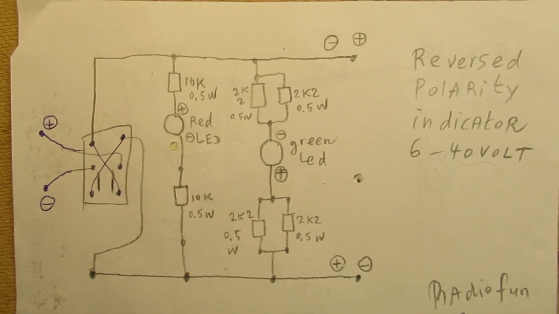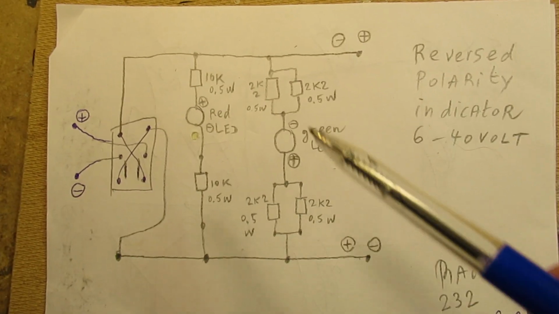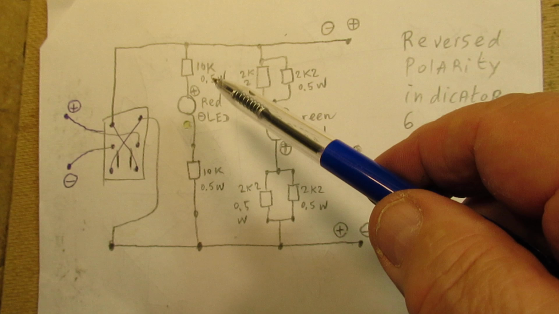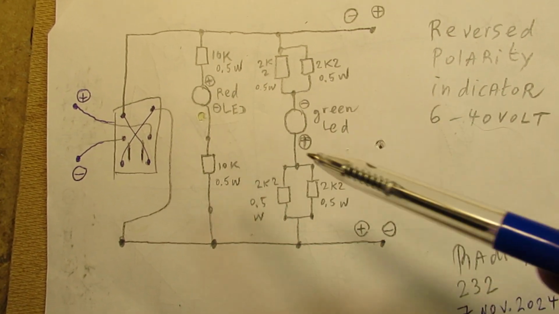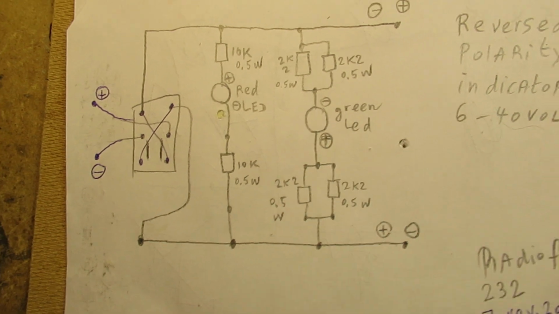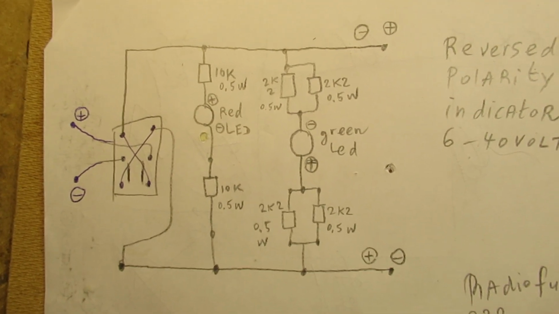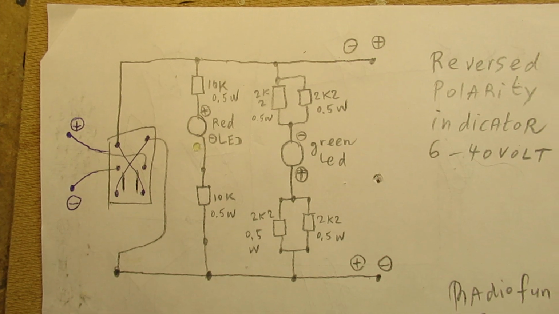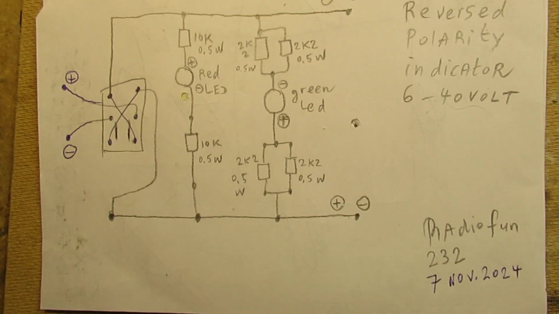This is the schematic, very simple. Like I told, different resistors are used for the red LED and the green LED because they differ in their properties, and there's much more information on my YouTube channel about that.